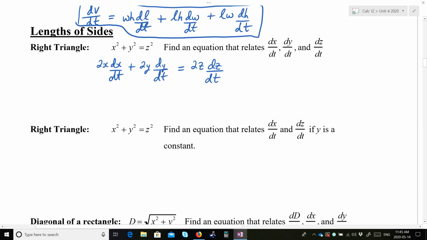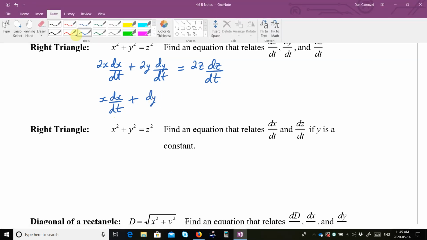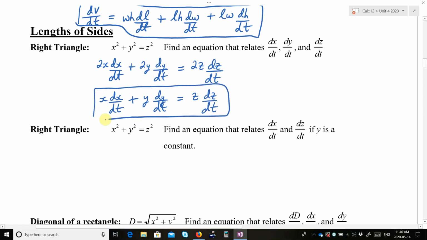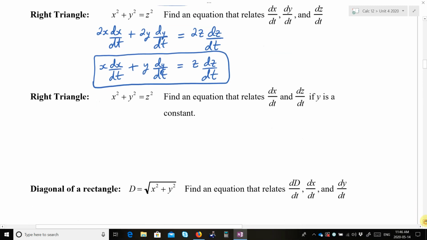Okay, notice that these all have a factor of 2 in common, so we could divide both sides by 2. Sorry, I forgot the y out front here.